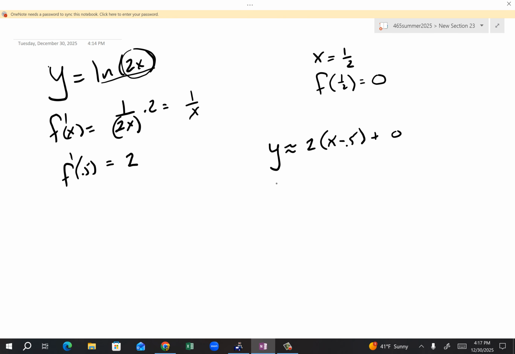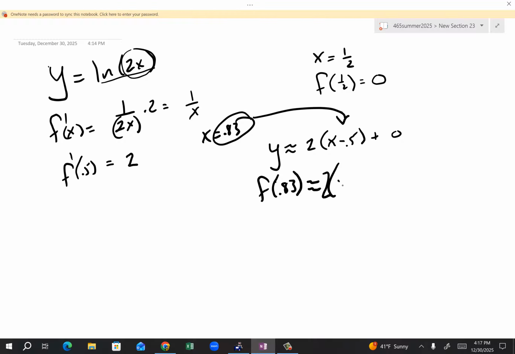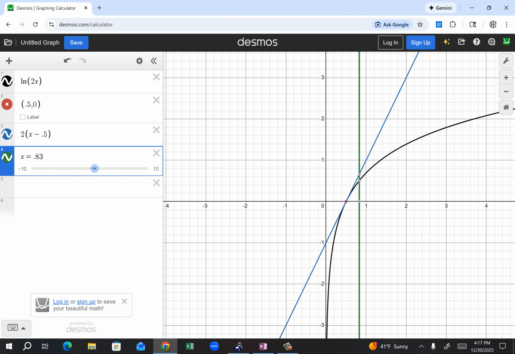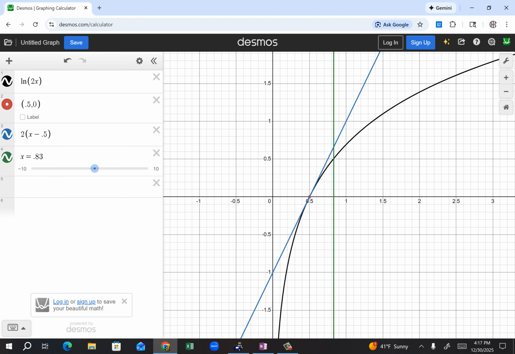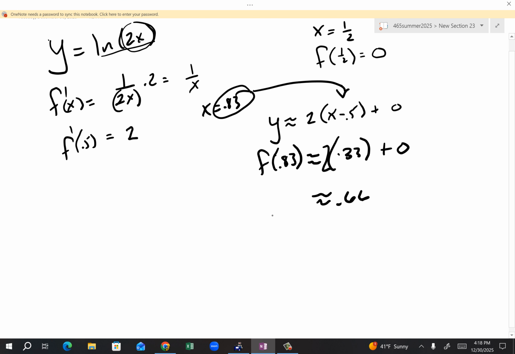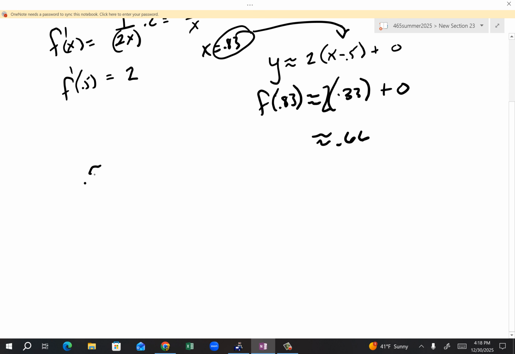So you would come in like this, x equals 0.83. Then f of 0.83 is approximately 2 times, now 0.83 minus 0.5 is 0.33, and so 0.66 roughly. If you do that on your calculator, there it is right there. 0.66. Was that bigger than the actual? It sure is. It's off by a fair amount.